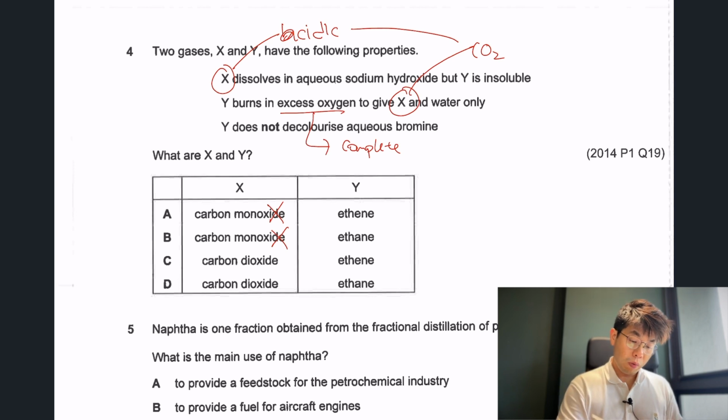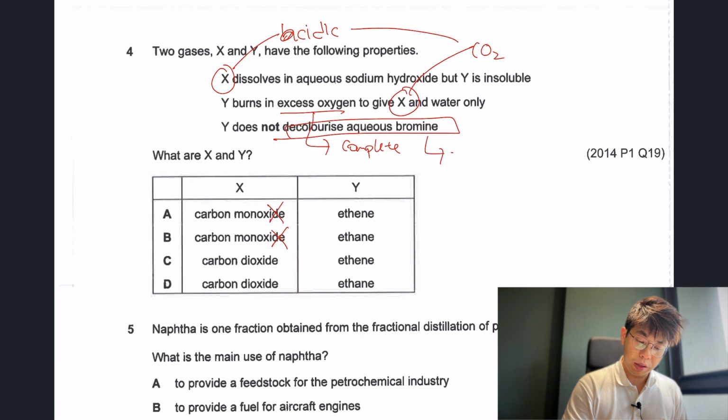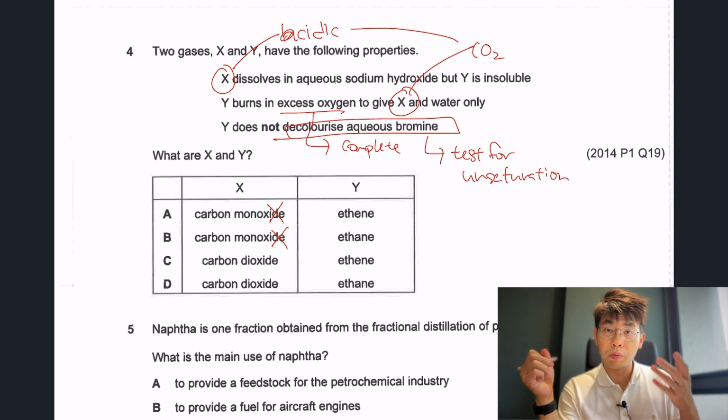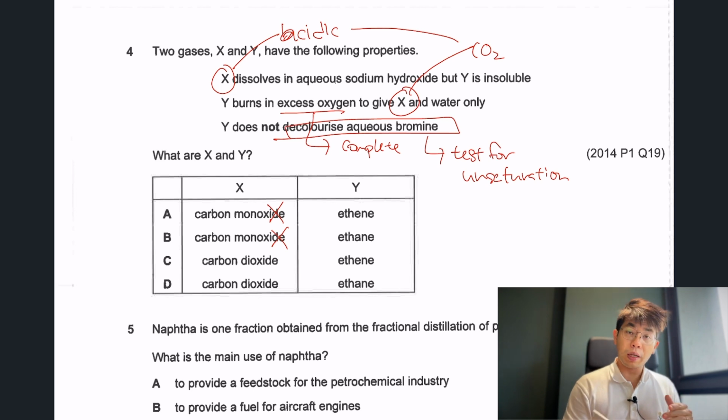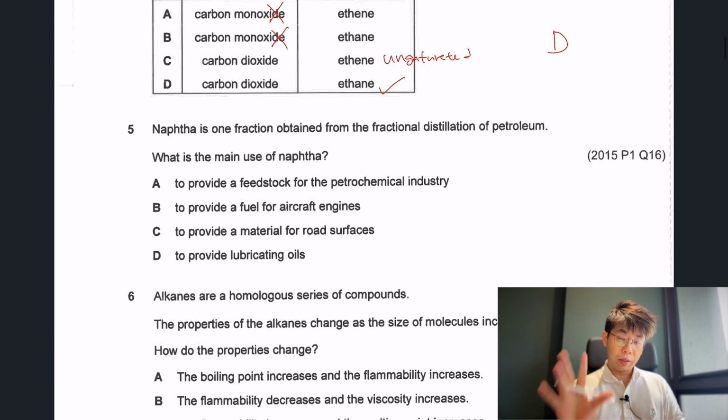Now Y does not decolorize aqueous bromine. Aqueous bromine is the test for unsaturation. The positive test for unsaturation is that the aqueous bromine will decolorize, but here it says it does not decolorize, so that means it's not unsaturated. Ethene is unsaturated, but ethane is saturated. So does not decolorize means it has to be ethane. Answer is D.